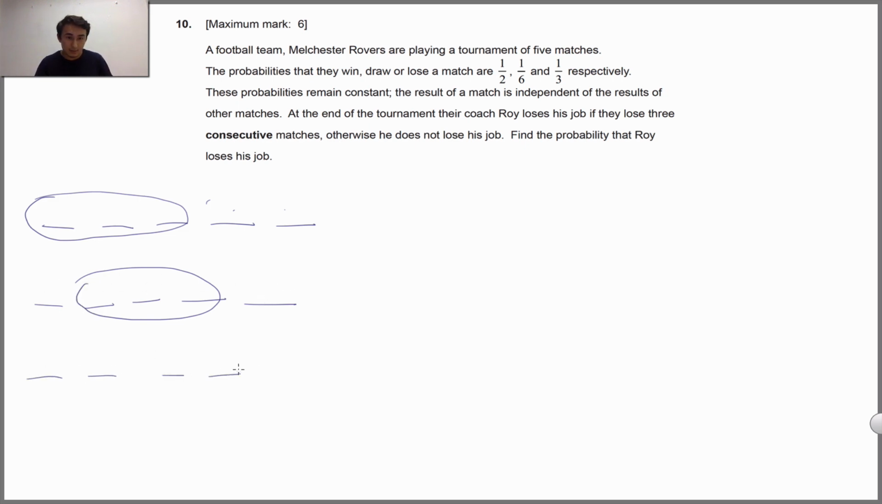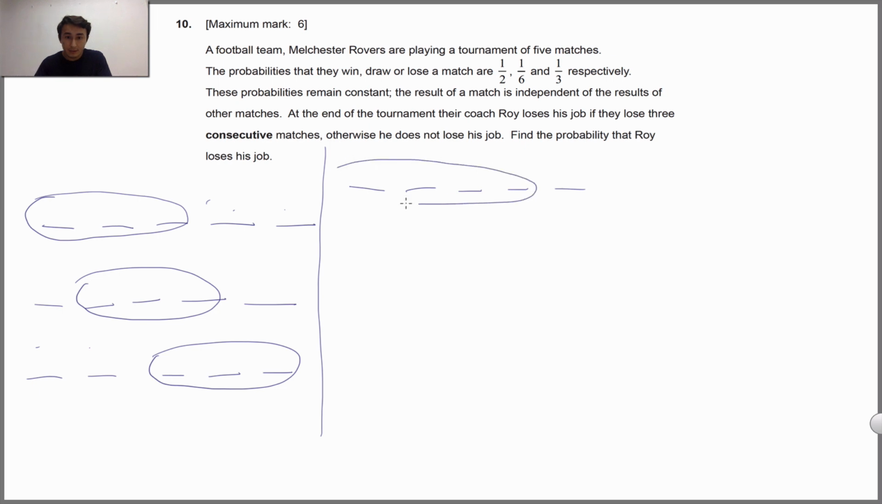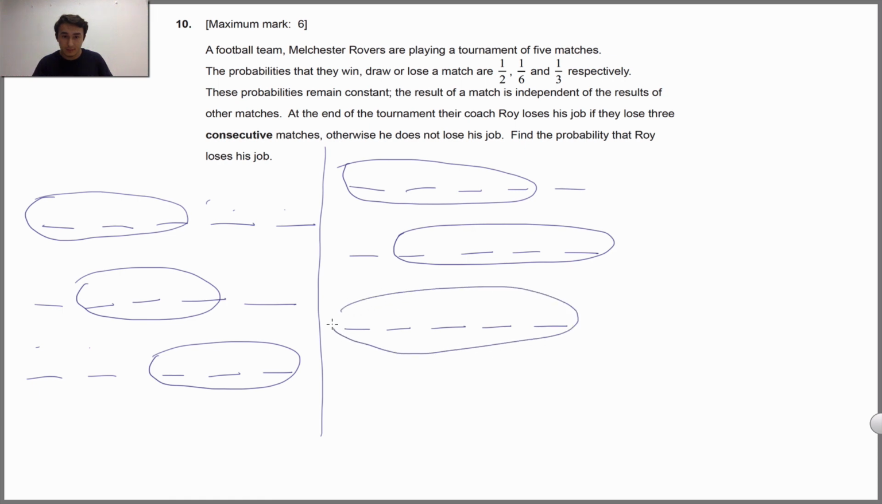And how about these 3 games also lost? The other 2 games are not lost. It can also happen like this. Of the 5 games, 4 games are lost and 1 game is not lost. And then 4 of these games are lost and 1 game is not lost. And finally we have 5 games, all of them lost.